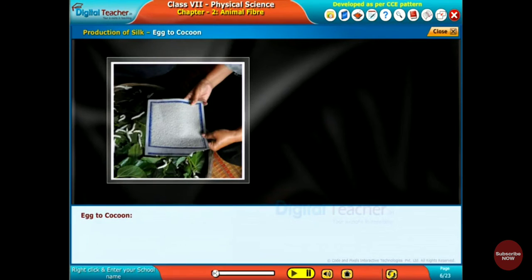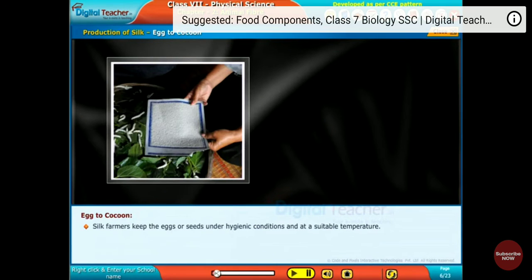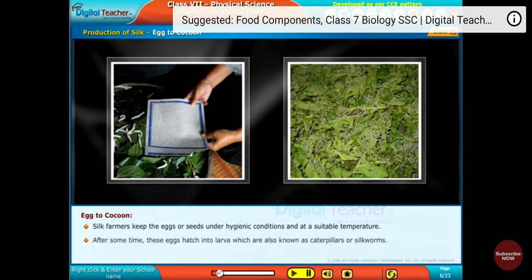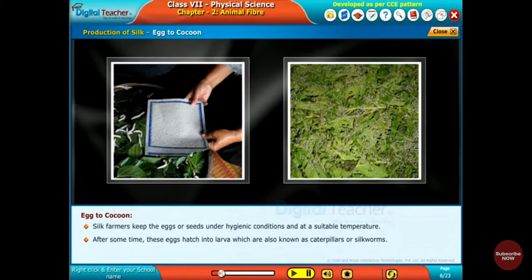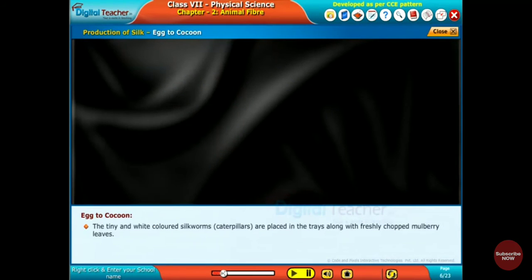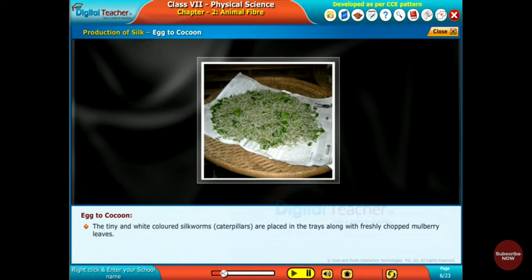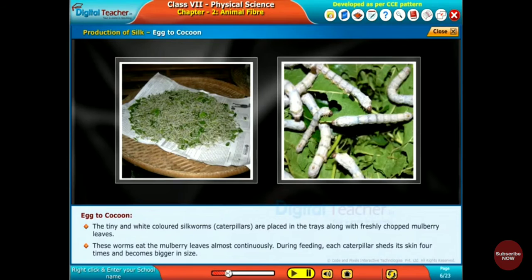Egg to cocoon. Silk farmers keep the eggs or seeds under hygienic conditions and at a suitable temperature. After some time, these eggs hatch into larvae, which are also known as caterpillars or silkworms. The tiny and white-colored silkworms or caterpillars are placed in the trays along with freshly chopped mulberry leaves. These worms eat the mulberry leaves almost continuously.